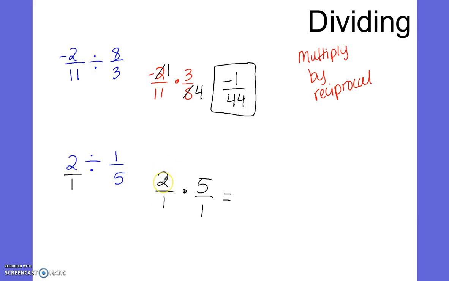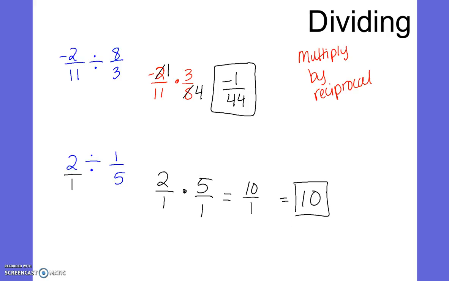But 2 and 1 and 2 and 1, I mean, those actually do just go away, right? So 2 times 5 is 10. And 1 times 1 is 1. However, do not give me this. Okay, I will not count that right because you can simplify this. 10 divided by 1 is just 10. So your answer there is 10. Okay, so that's multiplying and dividing fractions. Just make sure you give me as simplified a version as possible.